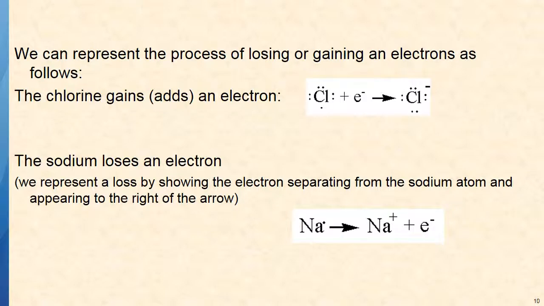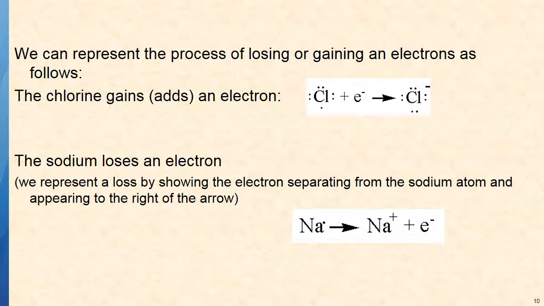All right, this is how we represent the process of losing or gaining an electron. So here, for chlorine, we can indicate with a Lewis structure chlorine with only 7 electrons. And then if we add one more electron to it, you see on the right hand side we have Cl with all 8 electrons surrounding it, and we have to put the negative charge because it is a charged particle now. It's not neutral anymore.